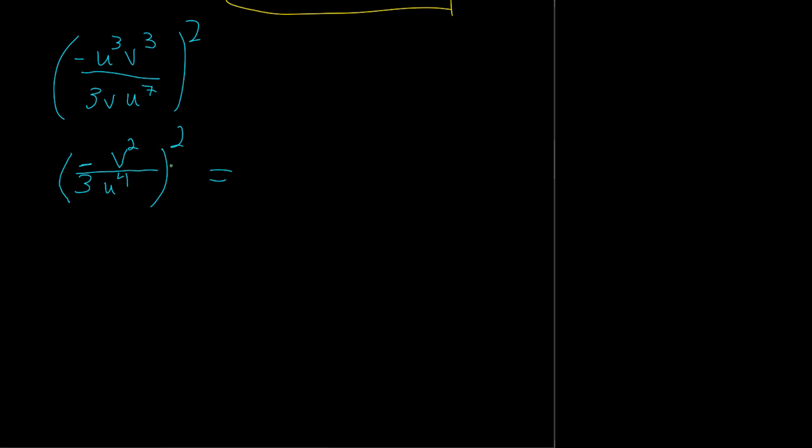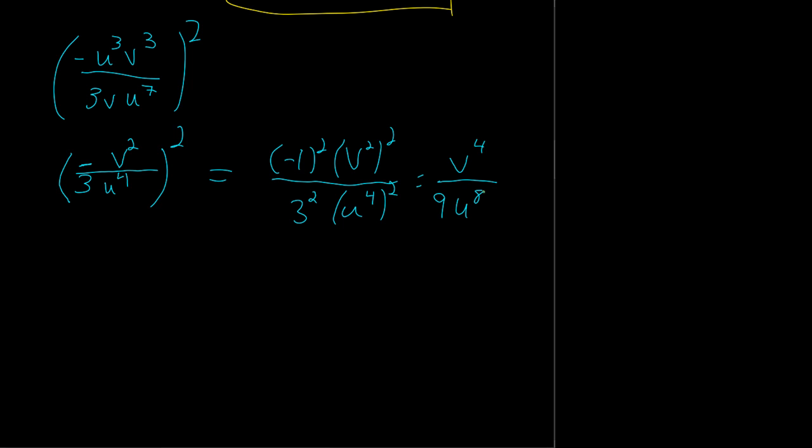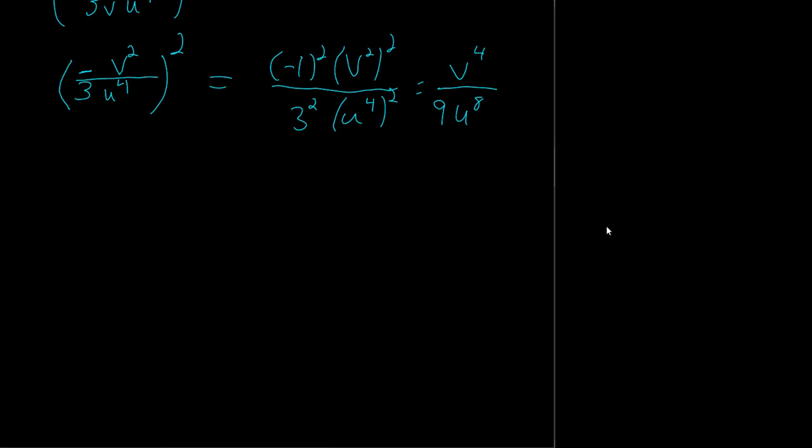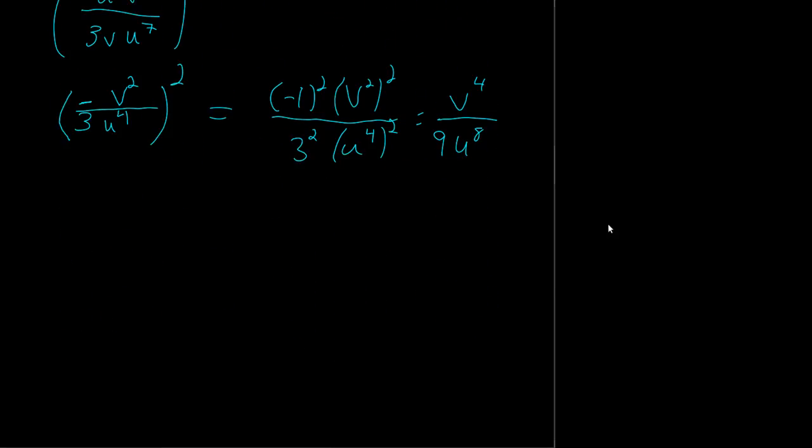Now I'm going to take my power of 2, so I'm going to have my negative 1 squared, v squared squared, over 3 squared, and u to the 4th squared. Negative times negative is still positive. That gives me v to the 4th over 9, u to the 8th. Hey, same thing. Two different ways to get there.